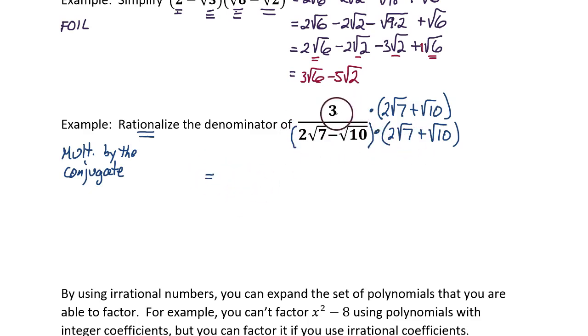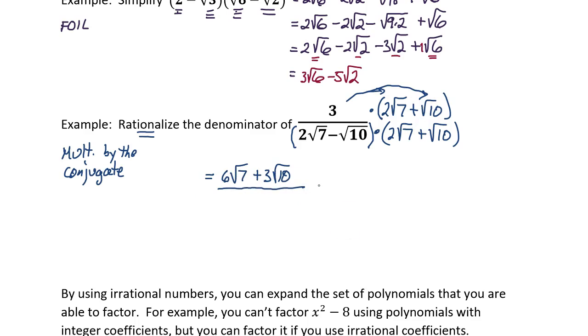Okay, in the top, let's multiply the 3 to that binomial by doing the distributive property. 3 times 2 square root of 7 makes 6 square root of 7. And 3 times square root of 10 makes 3 square root of 10. Again, to multiply a number to a radical, you're multiplying the normal numbers together and just writing the radical next to it. Down in the denominator, let's use FOIL.